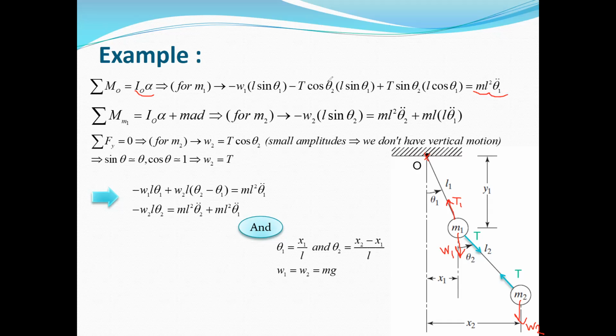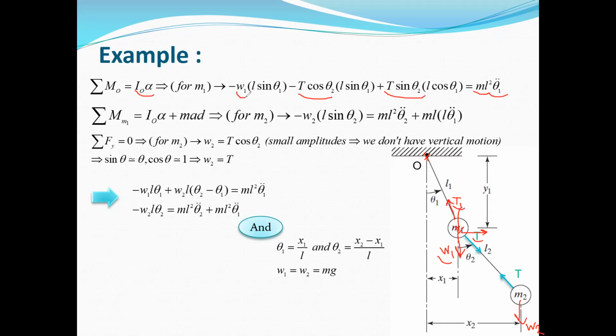And for the moment about point O, this tension T1 passes through point O, so it does not have any moment. The tension T will have two components: one horizontal component, which is T times sine theta 2, and one vertical component, which is T times cosine theta 2. And we also have the weight W1.